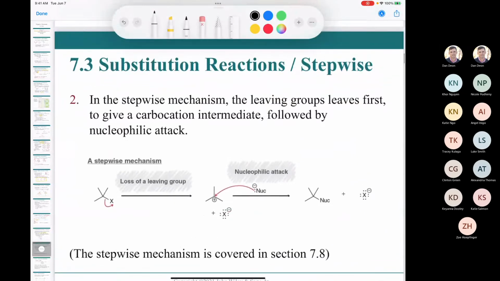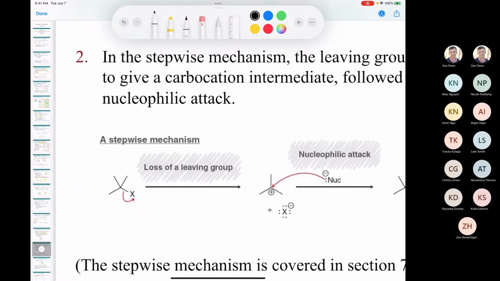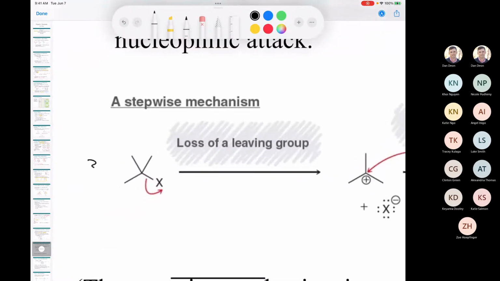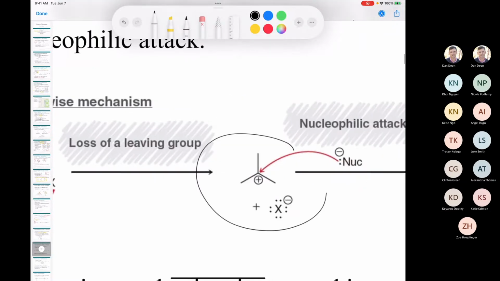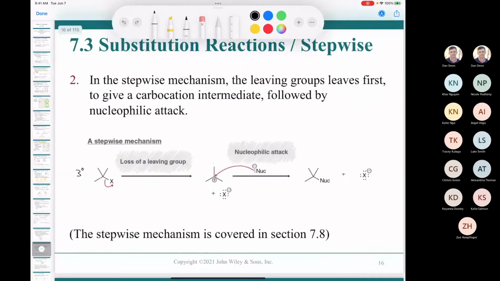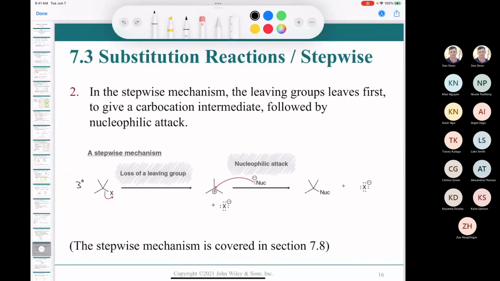In the stepwise mechanism, the leaving group leaves first, and then we produce a carbocation, which is followed by a nucleophilic attack. So check it out. Now we have a tertiary alkyl halide. The leaving group just leaves. You make a carbocation, which is a really powerful electrophile. So now the nucleophile can just come in and attack it. So loss of leaving group followed by nucleophilic attack, stepwise mechanism. And we're going to go over this in even more detail in section 7.8, the stepwise mechanism.